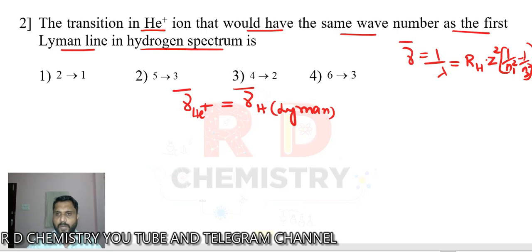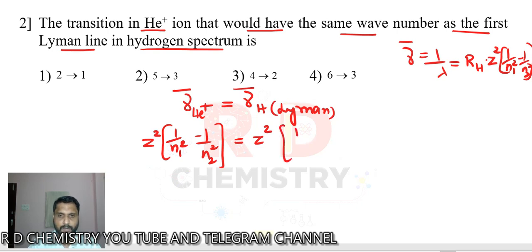So what I'll do now, I'll be equating. Anyways, RH is common on both the sides. So let me write the formula directly. Z square into 1 by n1 square minus 1 by n2 square, which I need to calculate, is equal to Z square on this side also, into RH common, so into 1 by n1 square minus 1 by n2 square, correct?